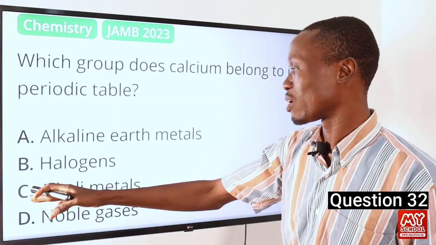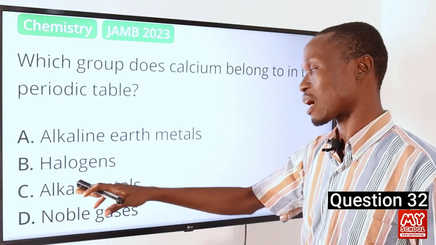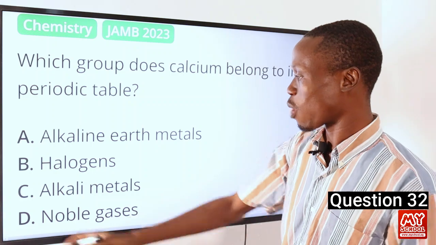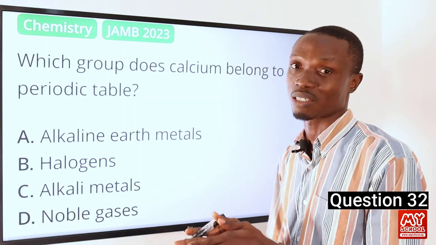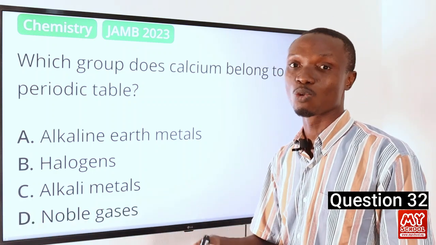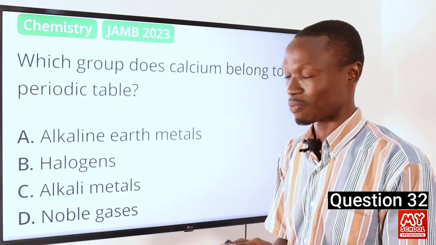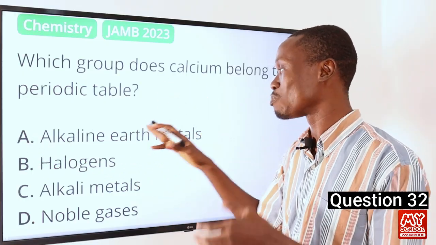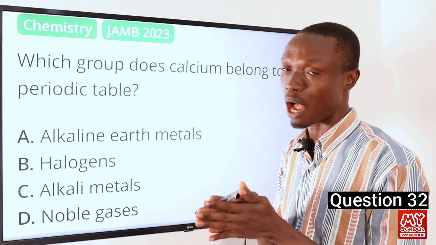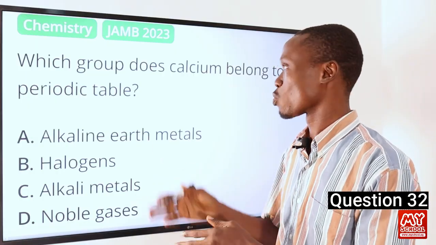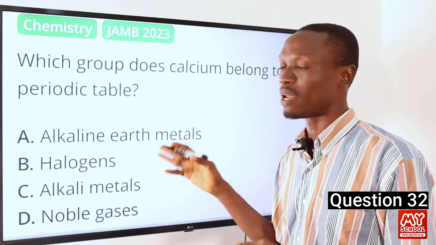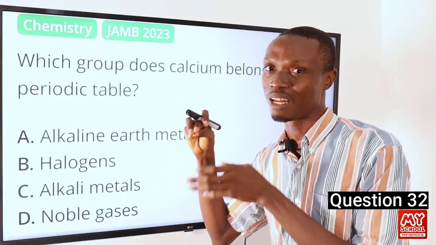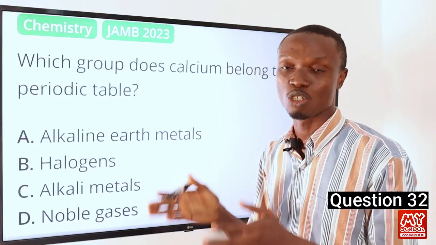Then we have option C, alkali metals. Alkali metals are the group 1 elements. Then we have D, noble gases. Noble gases are the group 8, or you can say group 0, elements. So the correct option to this question is option A. Alkaline earth metals on the periodic table are group 2. So calcium belongs to the alkaline earth metals, and the reason is the number of valence electrons in its outer shell, which is 2.